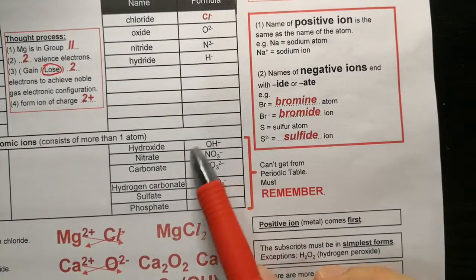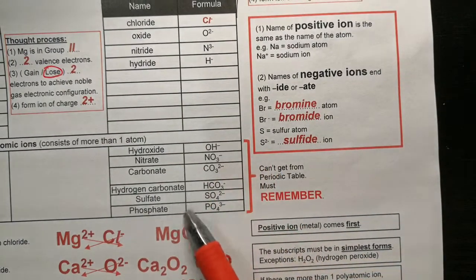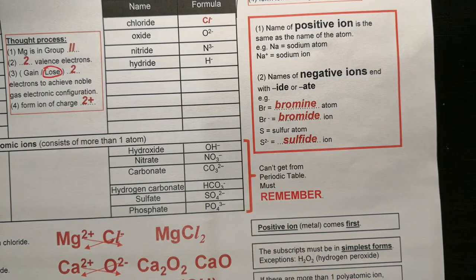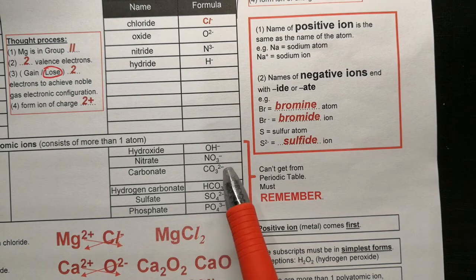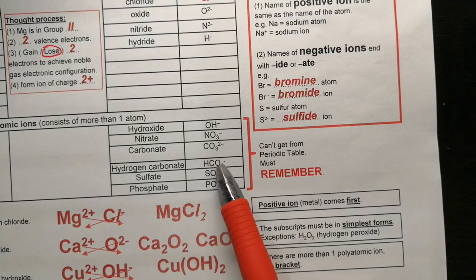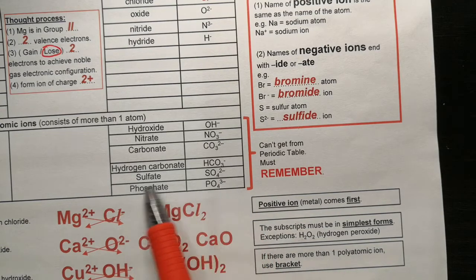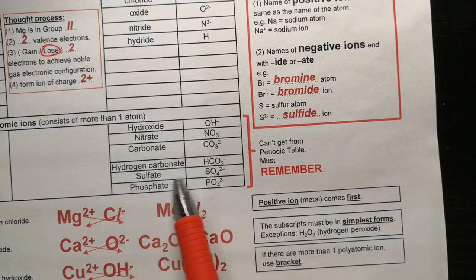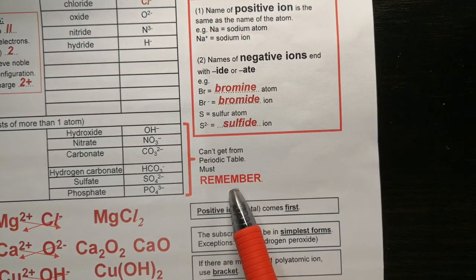Now, for these polyatomic ions, you must remember the formula because they cannot be found in the periodic table. Hydroxide ion OH-, nitrate NO3-, carbonate CO3 2-, hydrogen carbonate HCO3-, sulfate SO4 2-, phosphate. This one is only for pure chem. So if you are not taking pure chem, you do not need to remember the phosphate ion. Okay, can't get from the periodic table, so must remember.